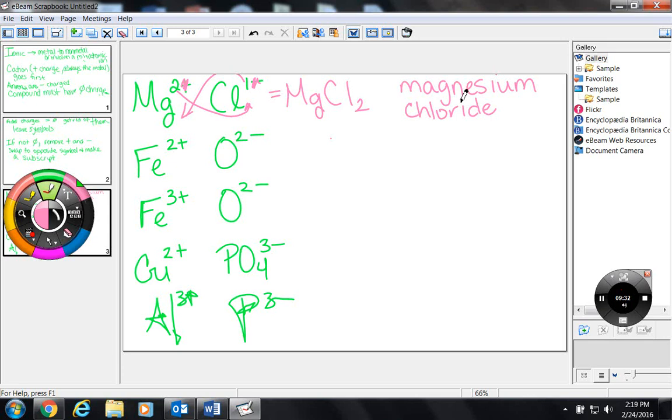Okay, Fe2 plus, O2 minus. They cancel out. They add up to 0. Now, what do you know about Fe? Iron. What do you know about iron? It's a transition metal. So I have to name its charge. It's a 2 plus. So I have to say iron(II) oxide.